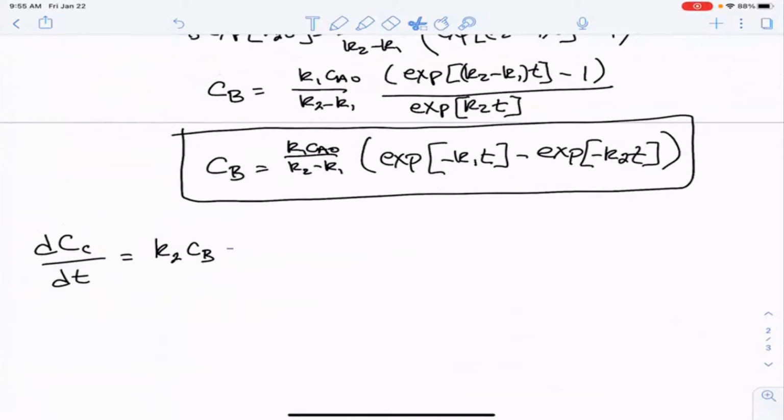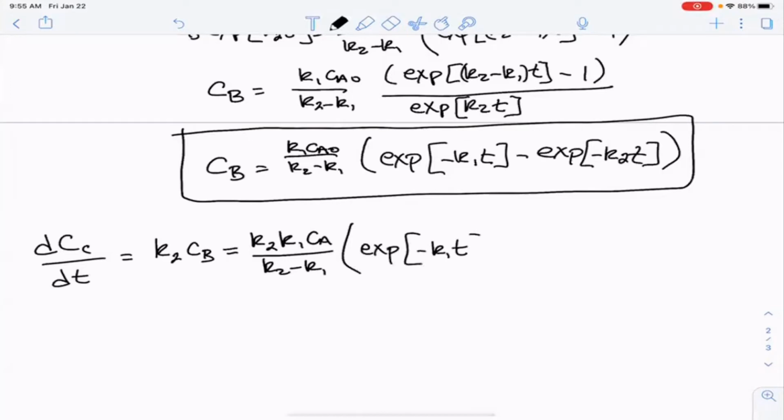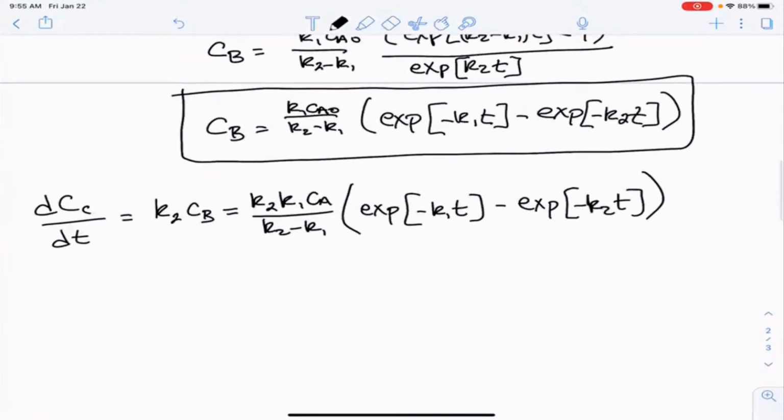So doing that, that's then just equal to K2 times K1 CA0 over K2 minus K1 times the exponent of minus K1t minus the exponent of minus K2 times t. And even though it might not look like it on the face, this is a much easier equation to solve than the one that we did just a second ago, because we can just multiply by dt and integrate directly.